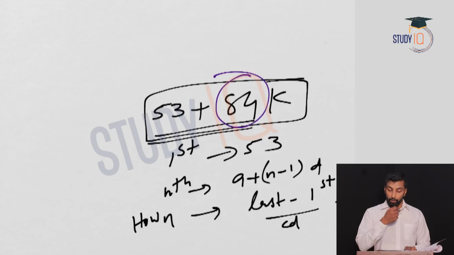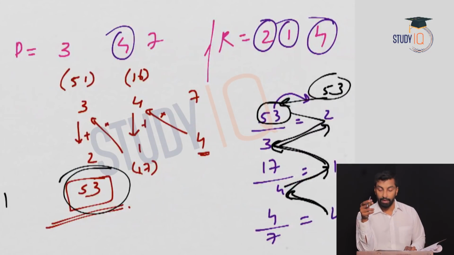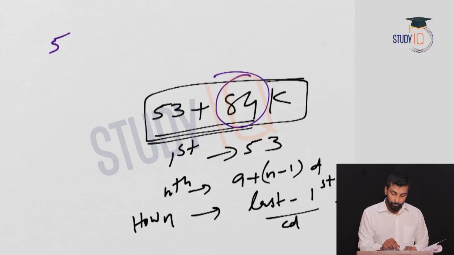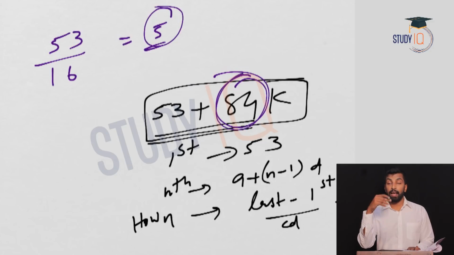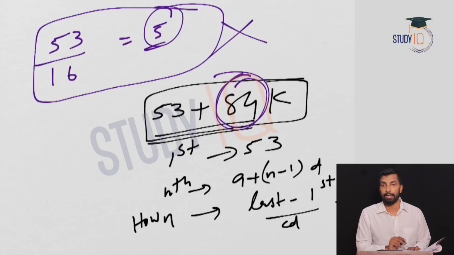So if I give you a question like this, a number which when divided successively by 3, 4, 7 leaves remainders 2, 1, 4, what will be the remainder of the same number divided by 16? What do you need to do? Take the first term 53, divide by 16, see what is the remainder, 5. Generally, that's what most people do, 53 divided by 16, 5. But that's not the correct answer. Why?